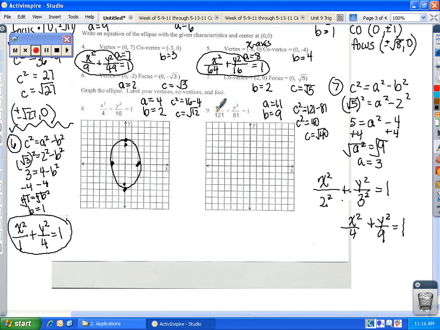So again, x is the bigger number, so that's going to be my major axis. So 2, 4, 6, 8, 10, 11 is going to be here, and negative 11 here. And then 9, 2, 4, 6, 8, 9 up and down. So again, that is going to be my ellipse, and my focus points go along the major axis, which is the x, and therefore I'm going to plot about 6, 2, 4, 6 here, and 2, 4, 6 here.